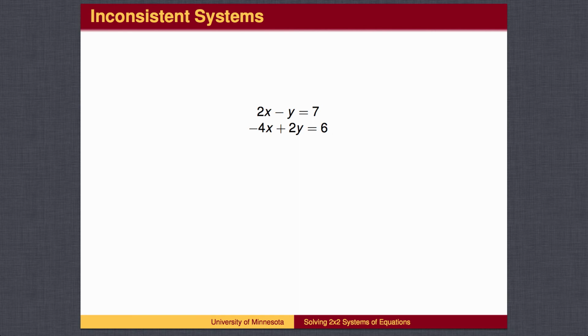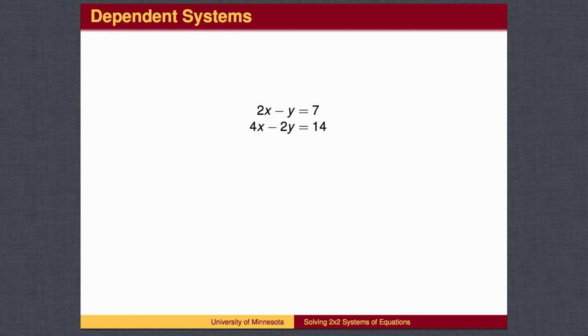Two unusual things may happen in the solving process. In this example, we can divide the second equation by 2. Now, when we add the equations together, both variables are eliminated, leaving a statement that is false. The reason this happened is that the lines were parallel and have no point of intersection. We call this system inconsistent.